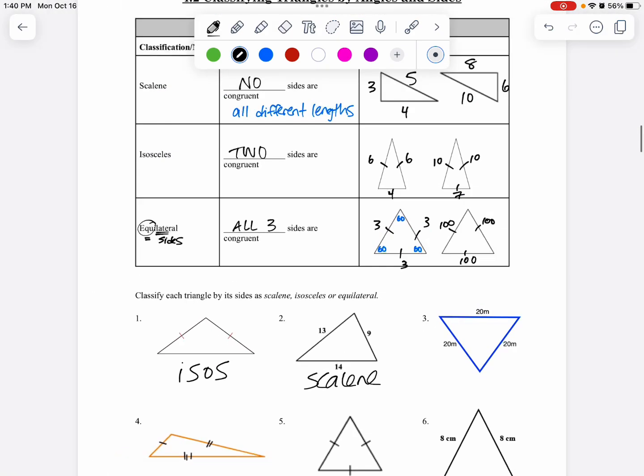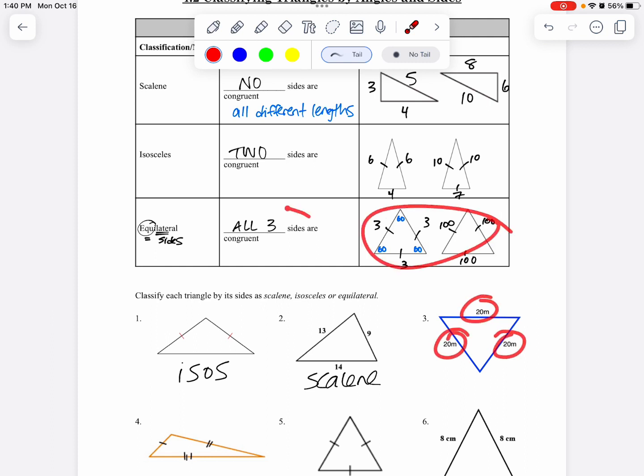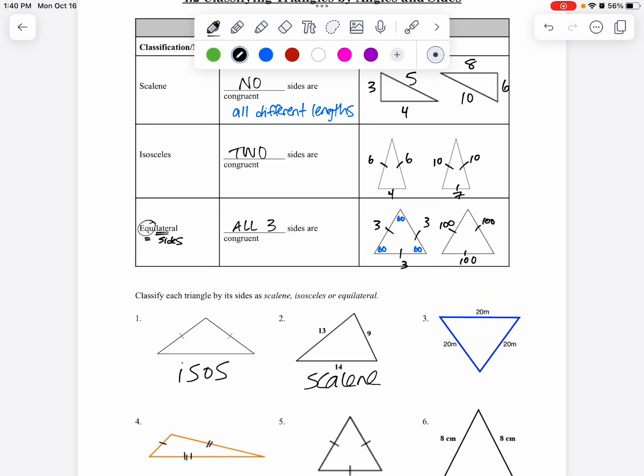And let's see. Ooh, they're all the same on this one. 20 and 20 and 20. Okay, that looks like one of these. All 3 sides are the same. That's called equilateral.